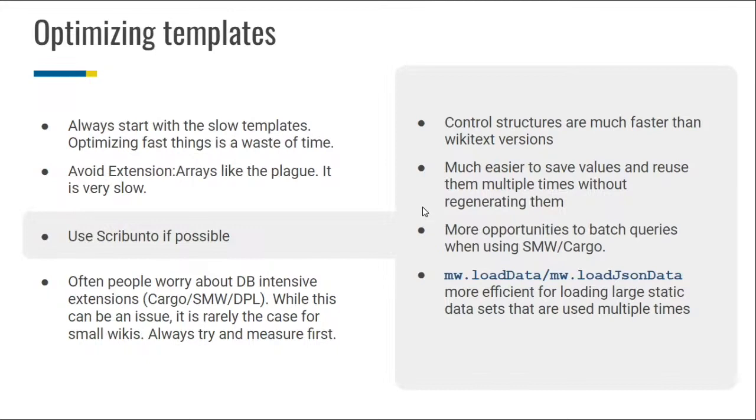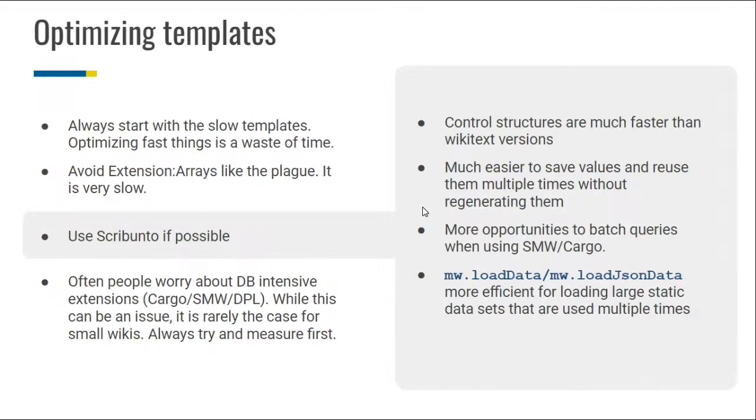Other things to think about, a common thing people talk about is database intensive extensions like Semantic MediaWiki or Cargo. I know there's a lot of fans of those in the crowd. Those can be a source of slowness, but they're more like extensions that scale poorly. There are some people who run big wikis, but lots of people run small wikis. If you're running small wikis, you can do anything to the database. It won't matter.